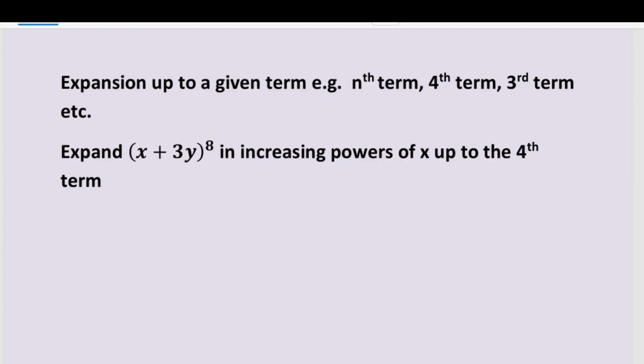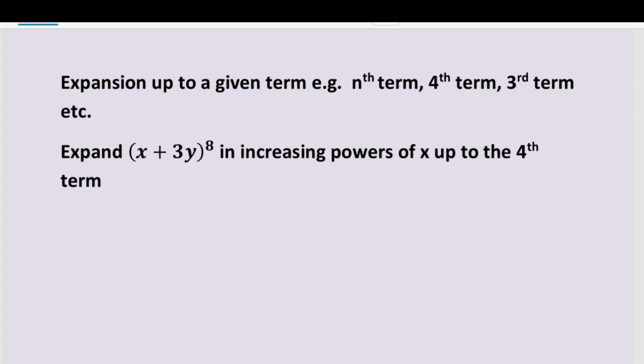We are now talking about expansion of a given binomial up to a given term. For example, we are told to expand up to the fourth term, up to the third term, whatever it might be. So in this case, of course, we are going to write the coefficients. But if you are told up to the fourth term, we are going to only write the first four coefficients.